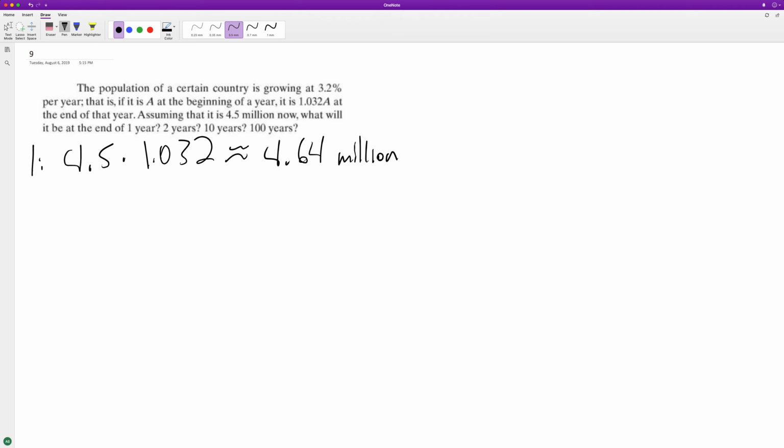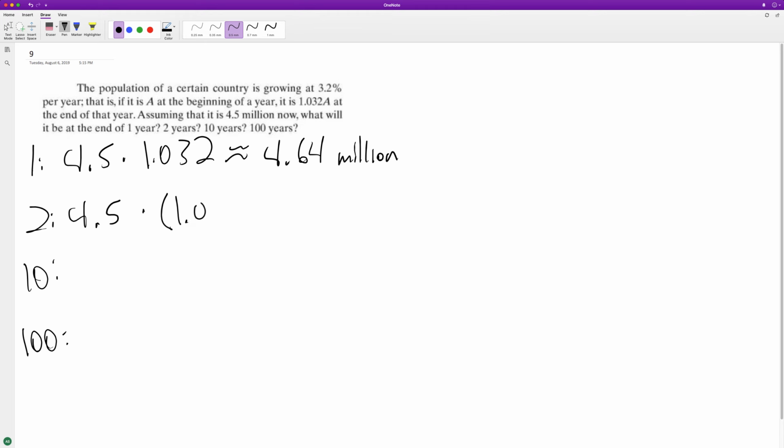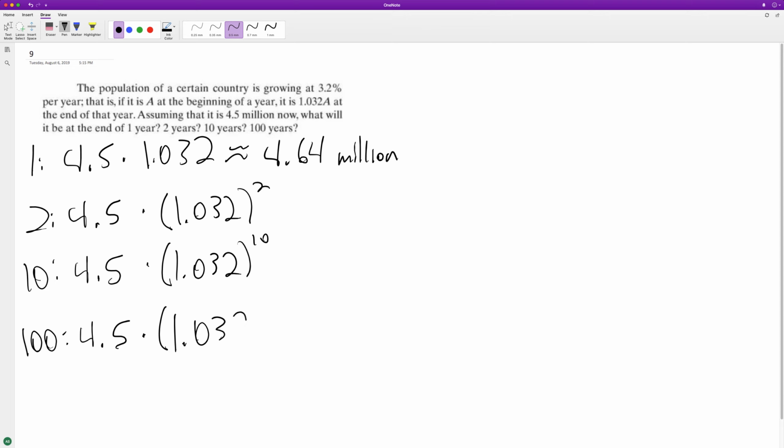Then we have 2 years, 10 years, and 100 years. It's the same principle: 4.5 times 1.032 raised to the second, 4.5 times 1.032 raised to the 10th for 10 years, and for 100 years, 4.5 times 1.032 raised to the 100.